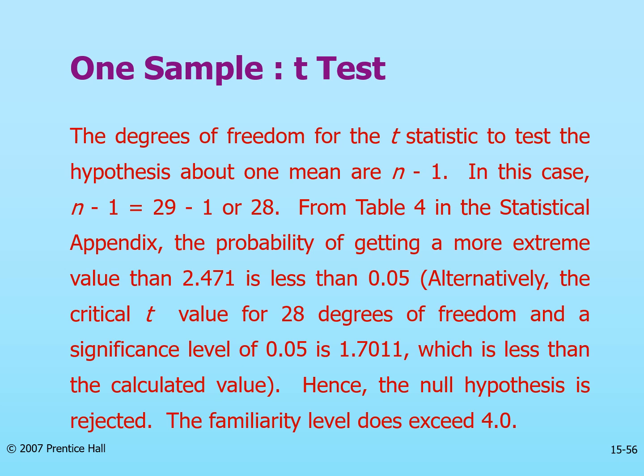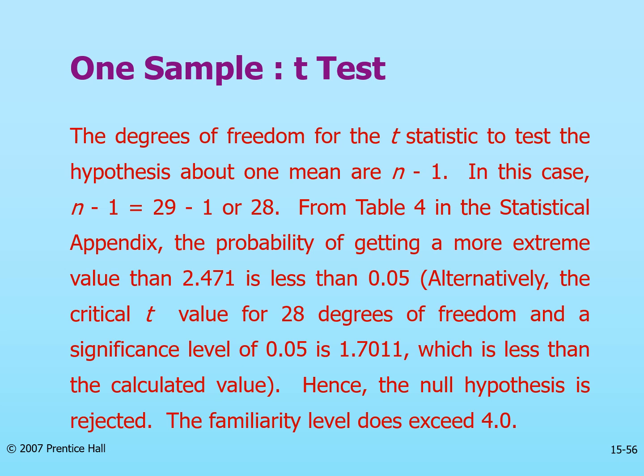The degree of freedom for the t-test, to test a hypothesis about one mean, is n minus 1. In this case, n minus 1 is equal to 29 minus 1, or 28. From table 4 in the statistics tables, the probability of getting a more extreme value than 2.471, which we have calculated, is less than 0.05.